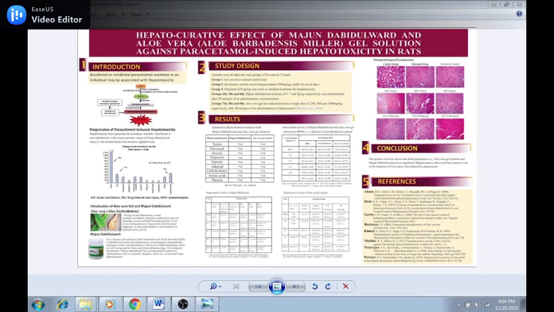All the biochemical parameters were significantly improved in rats treated with aloe vera gel solution and Majoon Dabidul Ward, supported by histopathological analysis. Phytochemical analysis of both preparations indicated the presence of phytoconstituents. According to the results of biochemical parameters, phytochemical or antioxidant analysis and histopathological examination, aloe vera gel solution and Majoon Dabidul Ward exhibited significant hepatocurative effect.